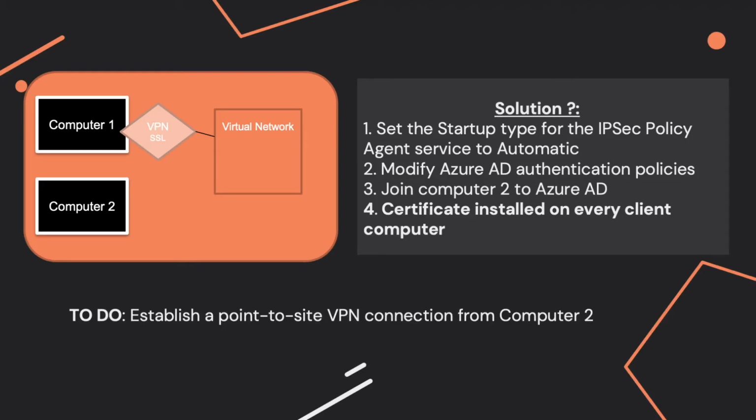In part 5 of this series, we discussed a point-to-site VPN connection, which is a connection between a computer and Azure Cloud. And back then, we said that if you want to have a successful connection of this type, then you need to make sure that the certificate is installed on every client computer.